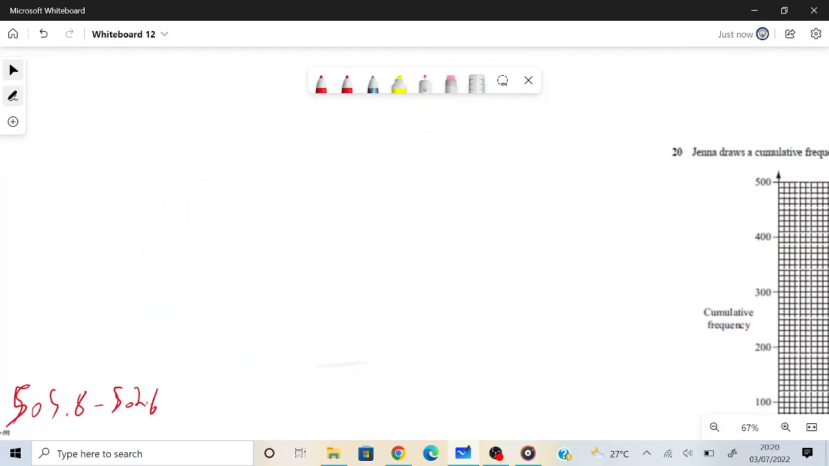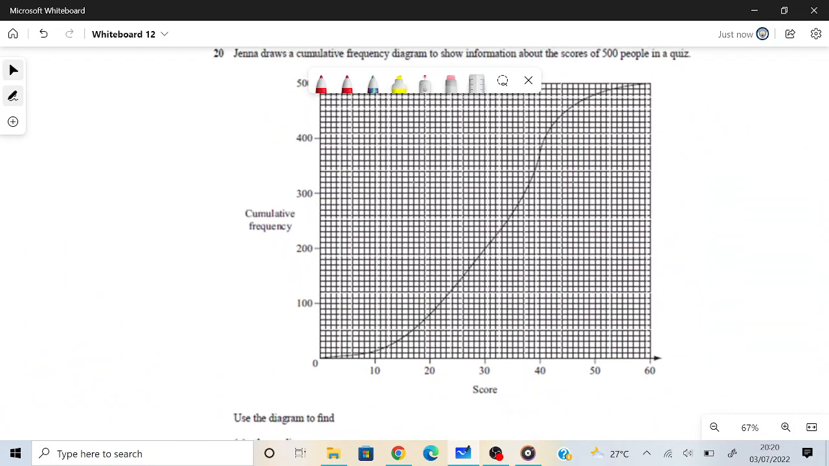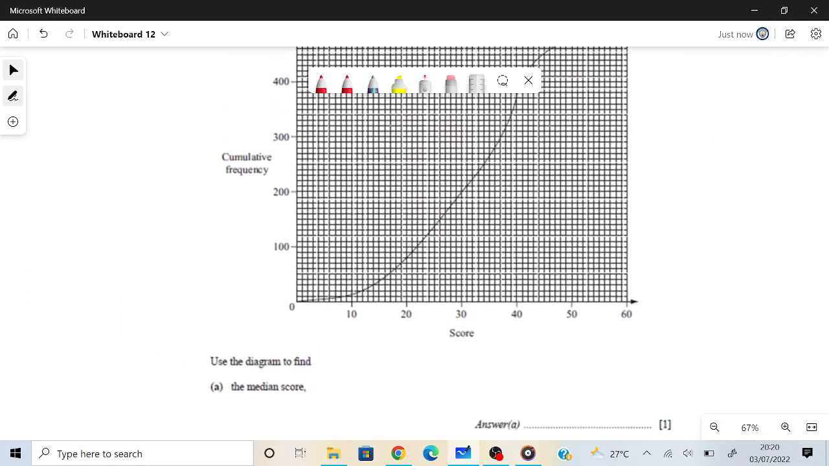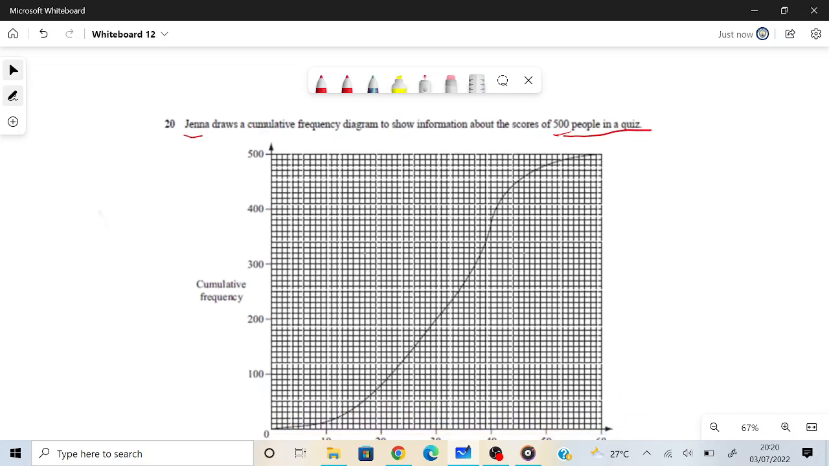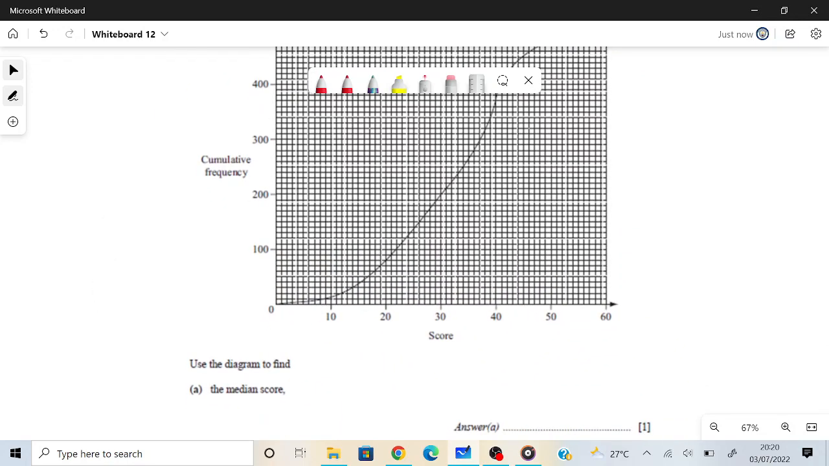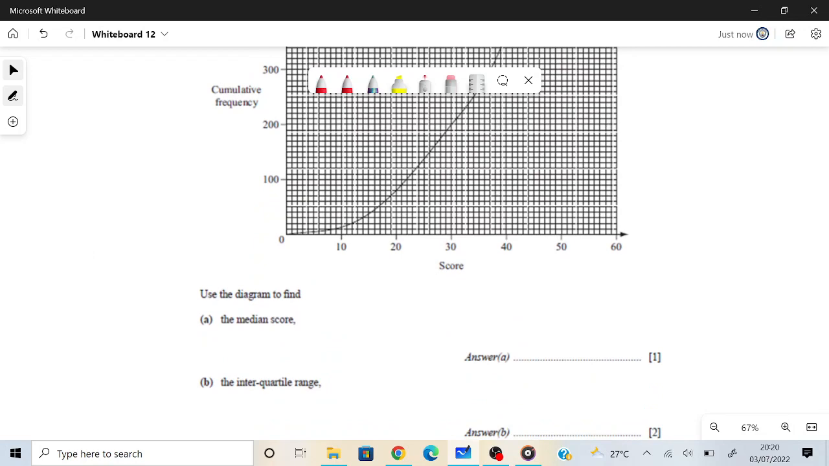So on to the next example. Okay, it's a bit long, but we'll get through it. It says Jenna draws a cumulative frequency diagram to show information about the scores of 500 people in a quiz. Okay, that's good to know. So this is the cumulative frequency diagram, score on the x-axis, cumulative frequency on the y-axis. Use the diagram to find the median score.